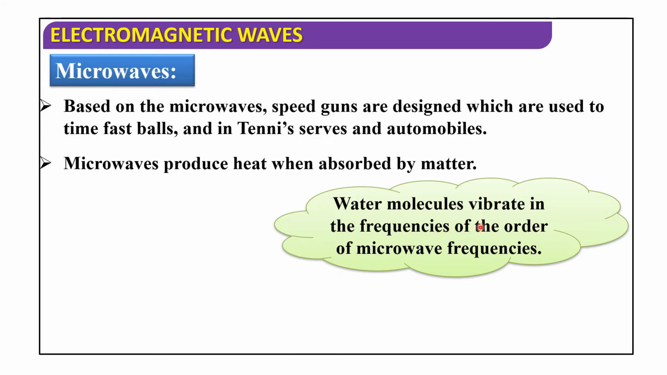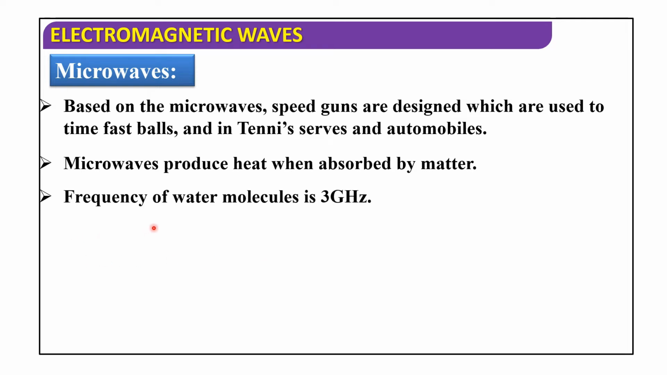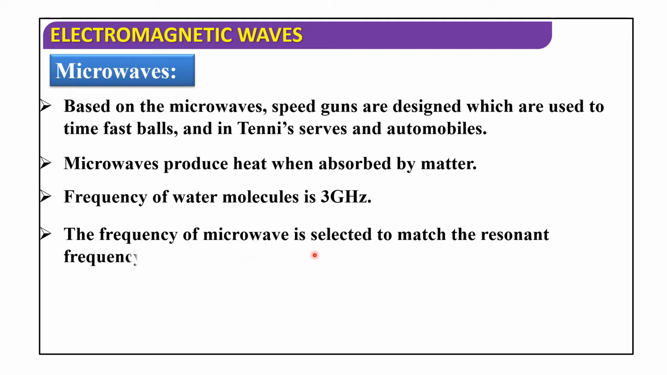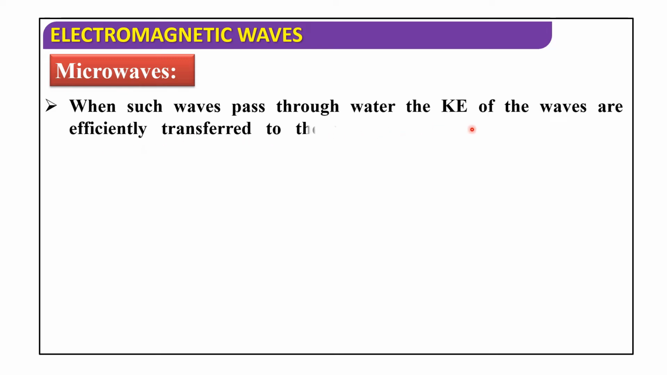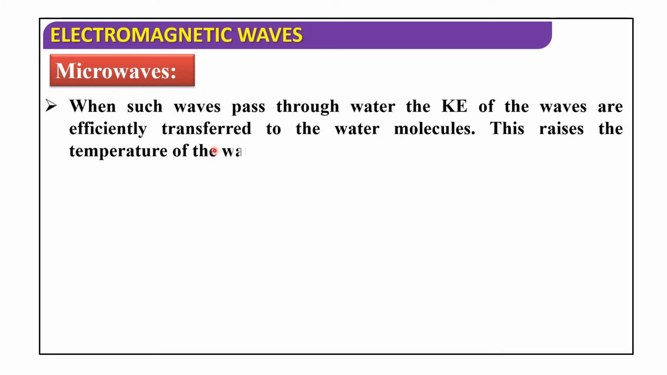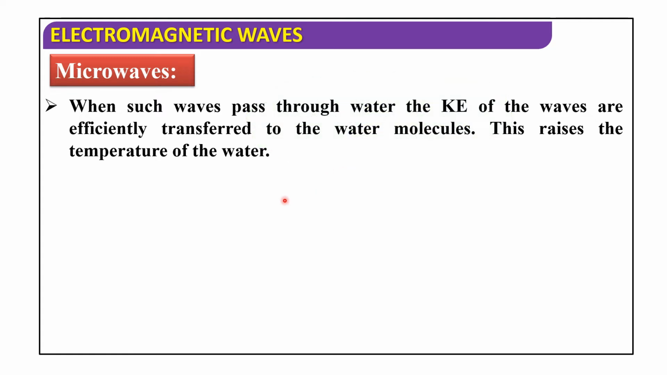Water molecules vibrate at frequencies of the order of microwave frequencies. The frequency of the water molecule is 3 GHz. The frequency of microwave is selected to match the resonant frequency of the water molecule. When such waves pass through water, the kinetic energy of the waves is efficiently transferred to the water molecules. This raises the temperature of the water, so this raises the temperature of food containing water.